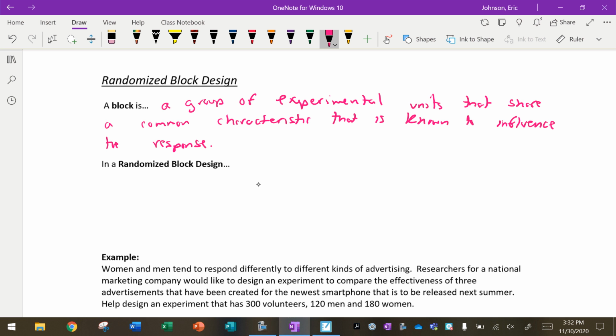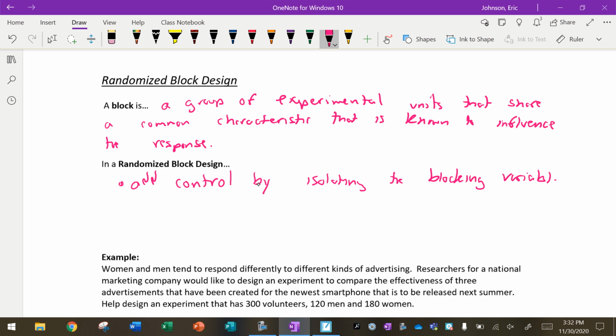You're creating groups that are specifically different than each other. There's something about group A that they all share a common characteristic, and group B all shares a common characteristic. But group A and group B are very different. In an experiment, you would do this because you know that group A might respond differently to the treatment. So in a block design, you add control by isolating the blocking variable.